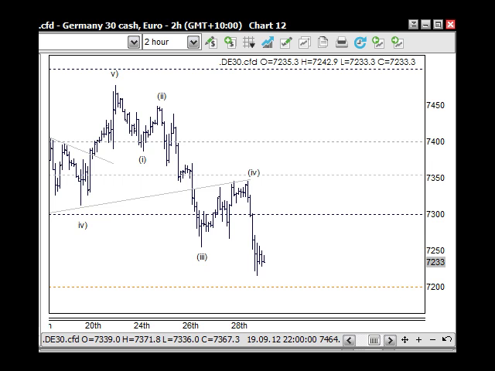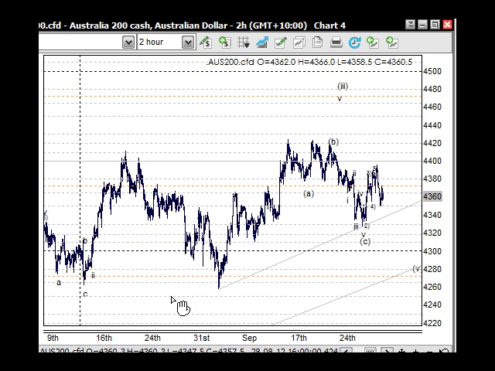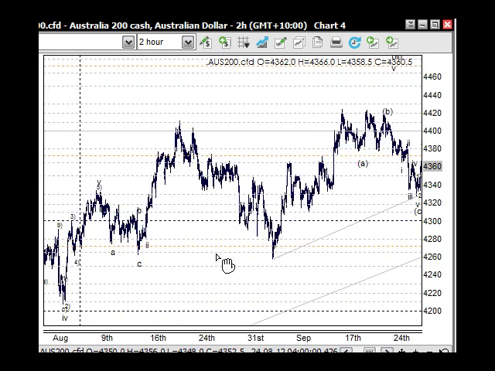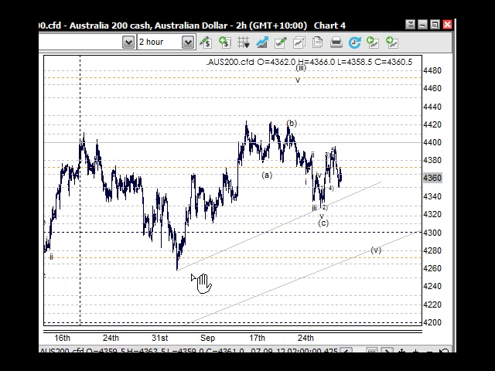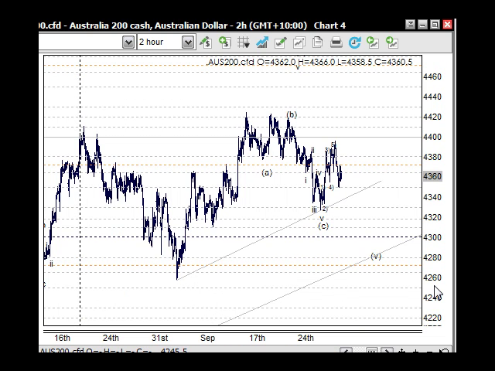The Australian market hasn't moved down as much as the European markets have. As you can see here, this whole correction at the top here, or this whole pattern at the top here, is quite confusing. And Elliott wave is good when you've got a clear structure, and it makes it easier. But in terms of what we're seeing here, it's just complicated.